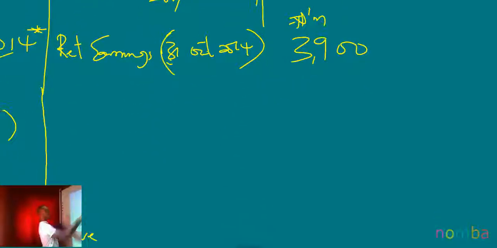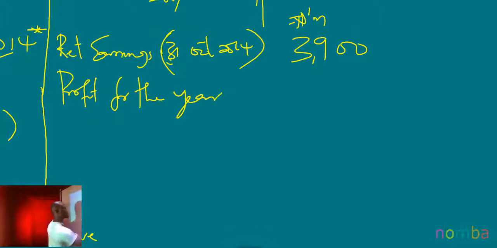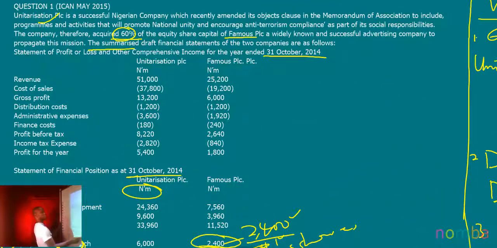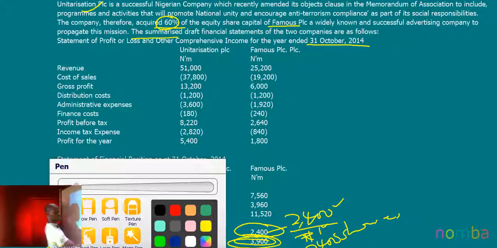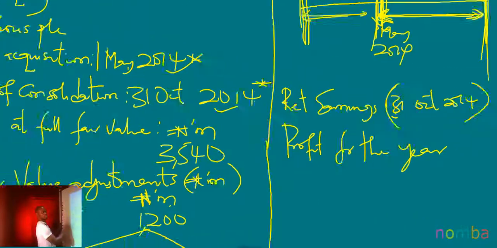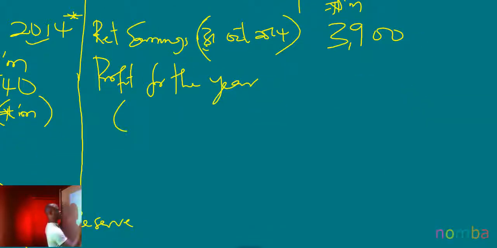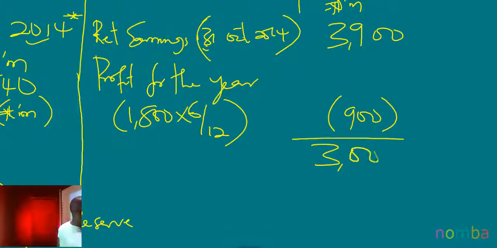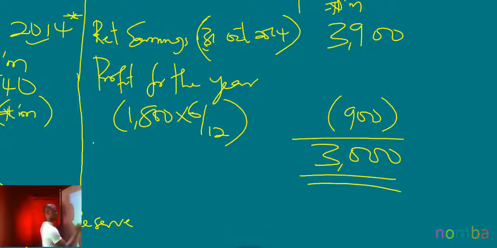So, from the question, I'm sure we were given the profit for the year of the subsidiary. Then I will prorate this profit for the year by 6 months. So what's the profit for the year of the subsidiary? I will get that in the statement of profit or loss. Okay, good. 1,800 is the profit for the year of the subsidiary. Get the 6-month portion. That will simply be 900. If I deduct this, I will get 3,000, which is the retained earnings.